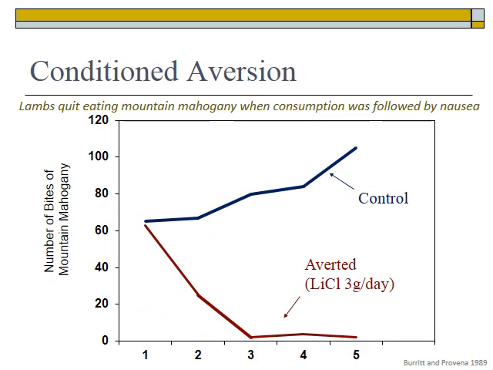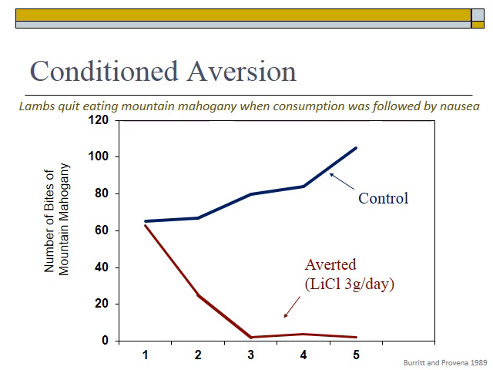On day 1, they all ate about the same number of bites of mountain mahogany, a little more than 60 on this graph. Didn't matter whether they were in the control group or the averted group. Right after they ate that, Beth gave the averted group the lithium chloride. She gave them 3 grams of lithium chloride. And then by the next day, when Beth gave the sheep the mountain mahogany, they didn't want it very much. They really cut down on the amount that they ate, whereas the control group, who had just gotten an empty capsule, started increasing their intake over time.